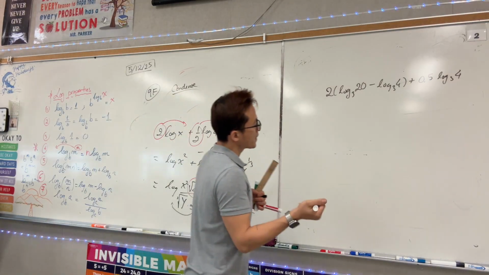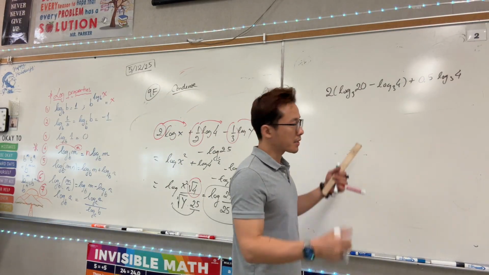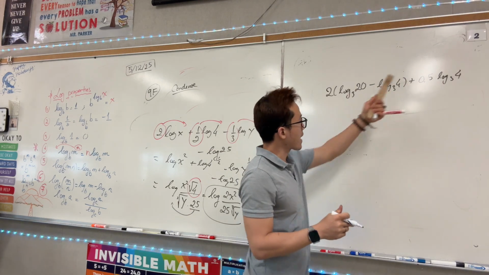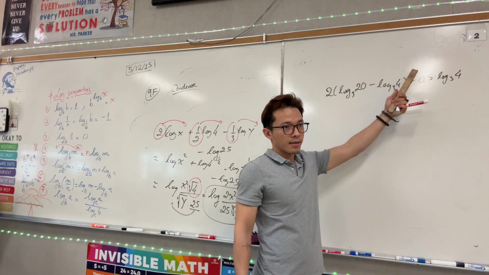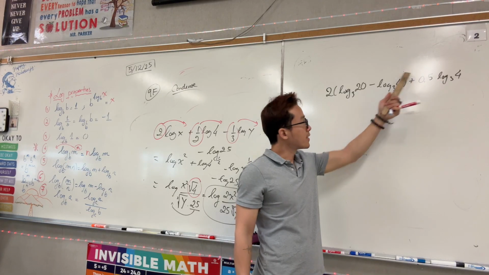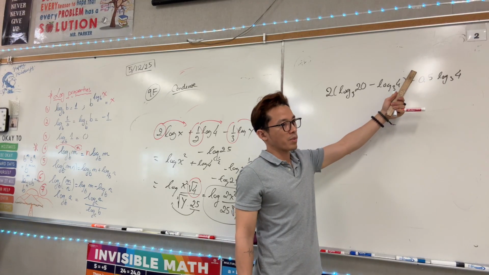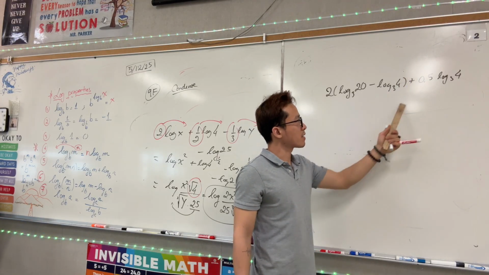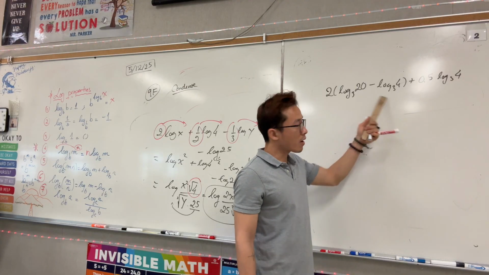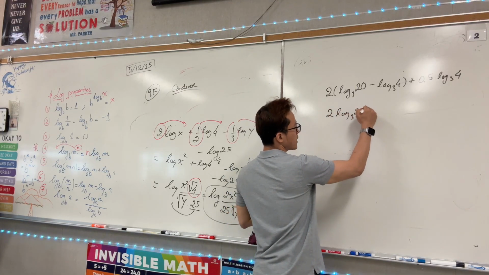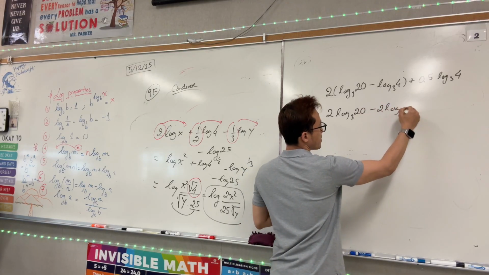Alright. So, first, can I bring this 2 here to be a power? No. You can only bring it when the whole thing is a log, only one log. You have 2 logs inside. You need to distribute them first. So you have 2 log 320 minus 2 log base 3 of 4.